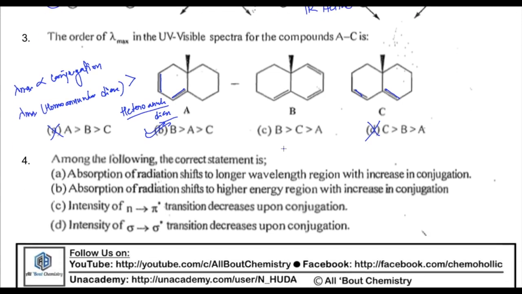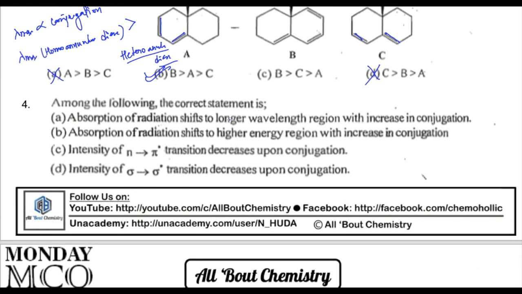Alright, let's talk about the next one. It says: among the following, the correct statement is. The first statement says that the absorption of radiation shifts to longer wavelength region with the increase in conjugation. The other one says that absorption of radiation shifts to higher energy region with the increase in conjugation. The third one says that the intensity of n to pi star transition decreases upon conjugation. The last one says that the intensity of sigma to sigma star transition decreases upon conjugation.